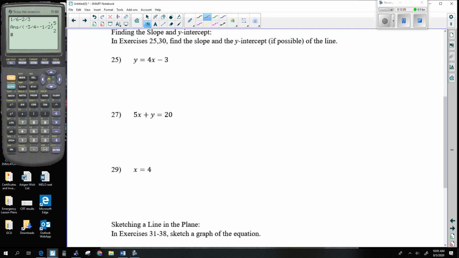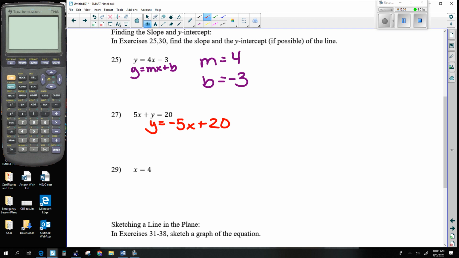Find the slope and the y-intercept if possible. So again, y is equal to mx plus b. So I see that the slope is 4 and the y-intercept is -3. Here I'll manipulate this, number 27, I'll manipulate the equation. So I'll subtract 5x, and y is isolated. So I see that the slope is -5, and the y-intercept is 20.